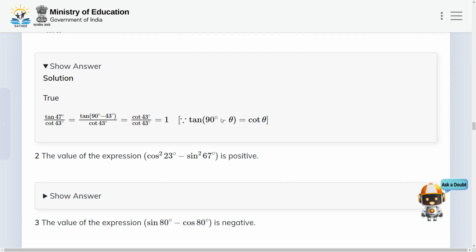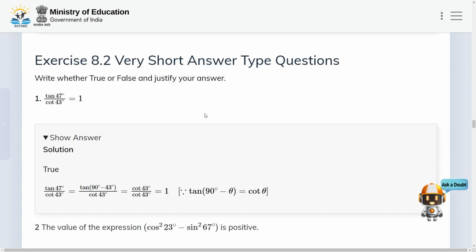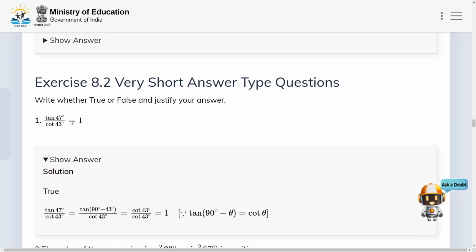Okay, so tan 47 degree by cot 43 degree is equal to tan (90 degree minus 43 degree) divided by cot 43 degree, and this is equal to cot 43 degree divided by cot 43 degree, and this is equal to 1. Okay, so the given statement, that is tan 47 degree divided by cot 43 degree is equal to 1, this statement is a true statement.